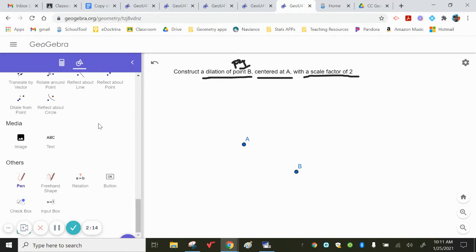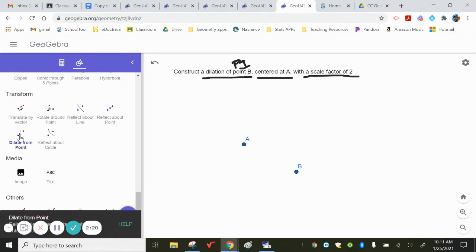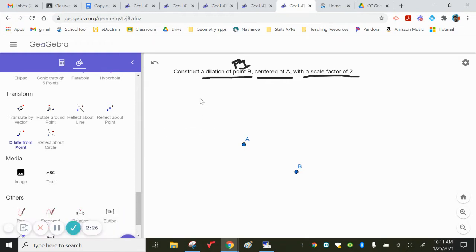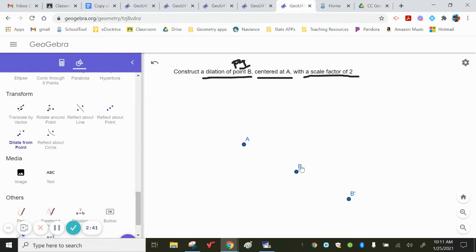Now, the construction is very easy. If you find in the transform menu, there's an option that says dilate from point. And when you click on this, it says right here, first select object, then select the center point, then the scale factor. Well, what is it that we're going to be dilating? We're dilating point B. So I click on point B first. That's the object that I'm going to dilate. Then I'm going to click on point A next. That's the center of the dilation. The scale factor is 2. And there I get the point B prime is created.